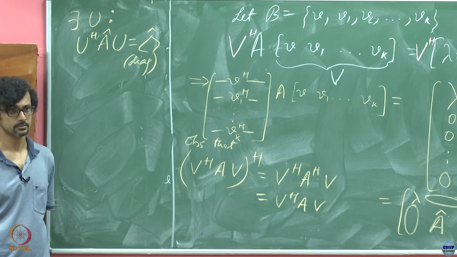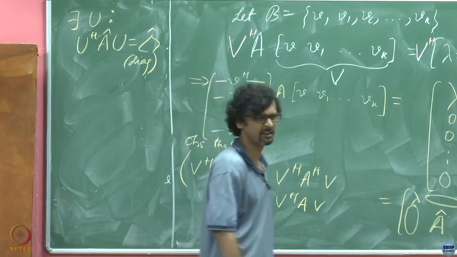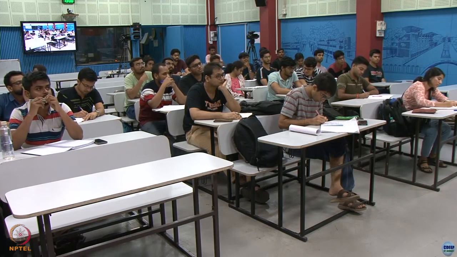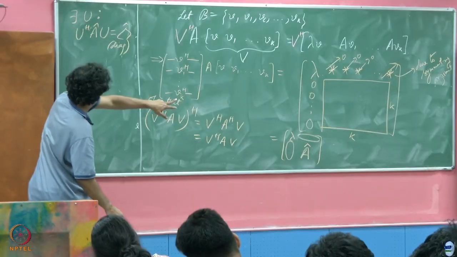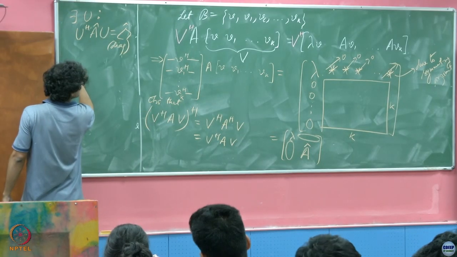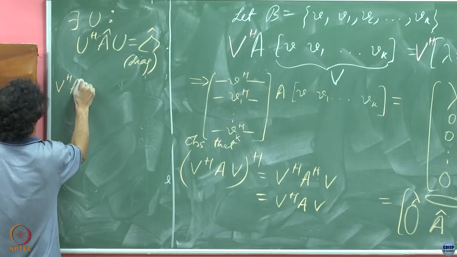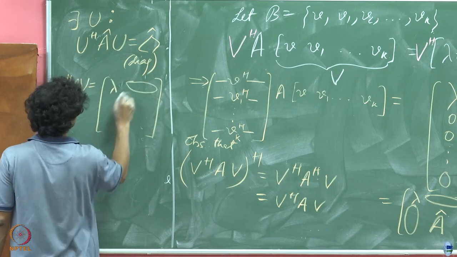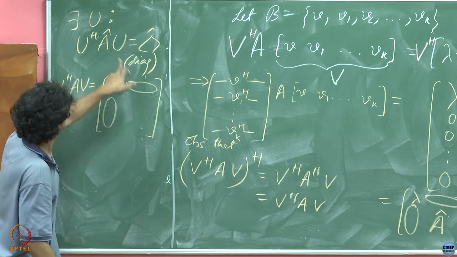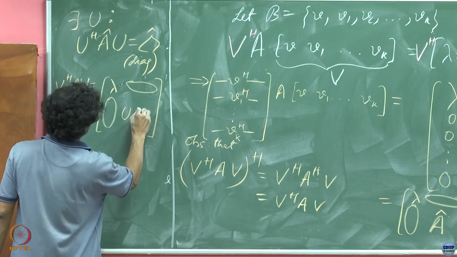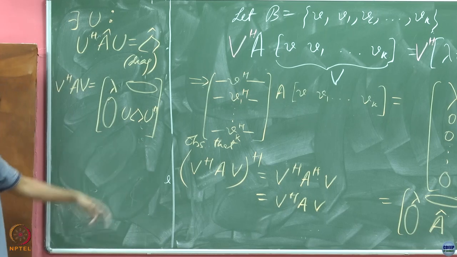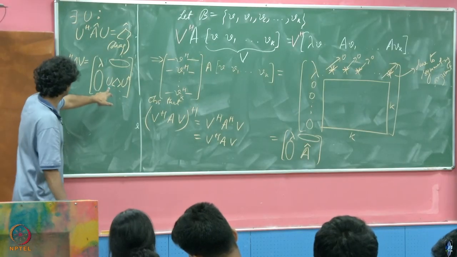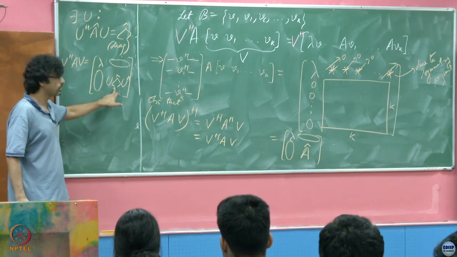Because if this is an orthogonal basis, it is linearly independent. If this is linearly independent, you know these are eigenvectors, so they will diagonalize. So then what is it? Can we not write? Well, we will say that V Hermitian A V is equal to lambda, 0, 0, and this is lambda hat, U Hermitian. Agreed?